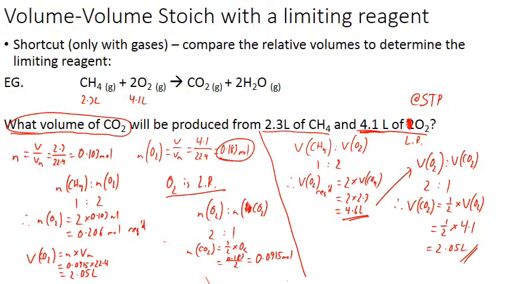All right? But I will stress, this only works if everything that you're calculating with is a gas. So if you have, for example, magnesium plus hydrochloric acid leading to magnesium chloride and H2, you aren't going to be able to run a volume-volume stoich because you only have the H2 gas being produced at the end. Everything else is either an aqueous or a solid species to start with. So you can only do this when gases are what you're calculating.